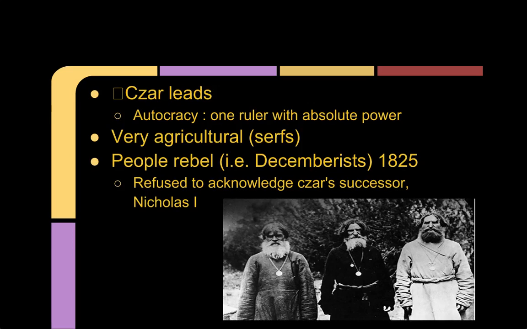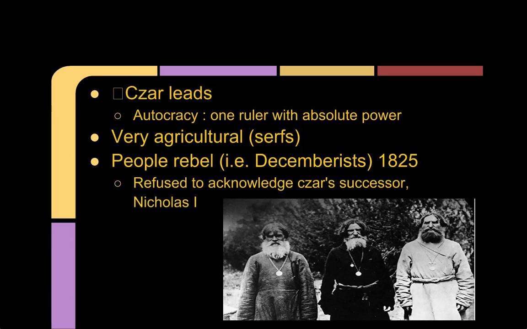And what's going to start to happen, though, is that the Russians are going to notice that other European nations have gone towards democracy, or their parliaments are stronger, more people have rights. So people are going to start to rebel.